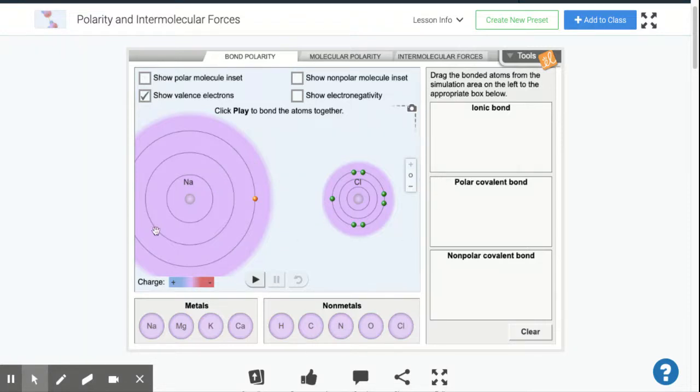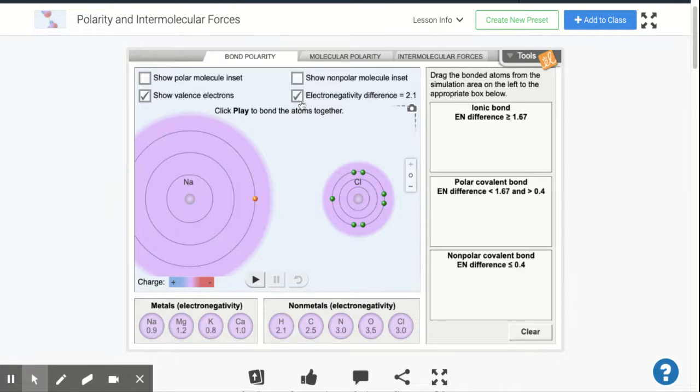So anyway, that's just explaining the what there. We know that chlorine has 7 valence shell electrons and sodium has 1. Let's see if it shows your electronegativity. There we go. We can turn this on and see the electronegativity difference. If you look at the slides, right around slide 32, I think, there's an electronegativity chart. You could find the electronegativity difference between the two atoms to figure out whether it was polar, nonpolar, or ionic.